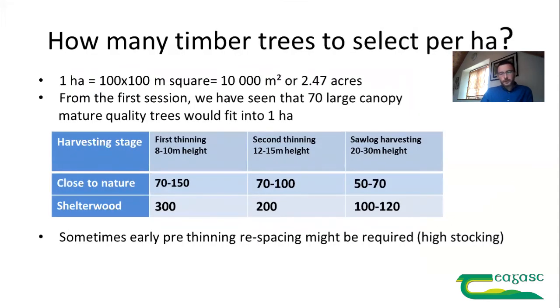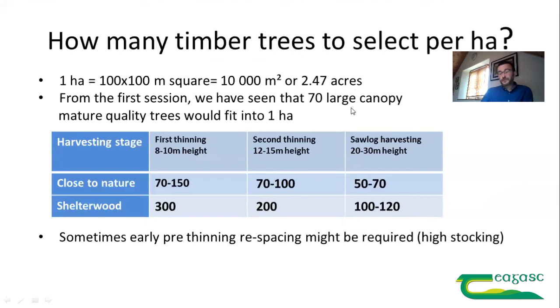So we touched on quality, how to match our tree to future quality requirements, on vigor, how to identify sufficient vigor, and how to make sure that we retain vigor through the process of thinning. Another important point is how many quality trees we should be looking for. How many is too many, how few is too few, on a per hectare basis. So 1 hectare is 100 by 100 square meters, 10,000 square meters, or 2.47 acres.